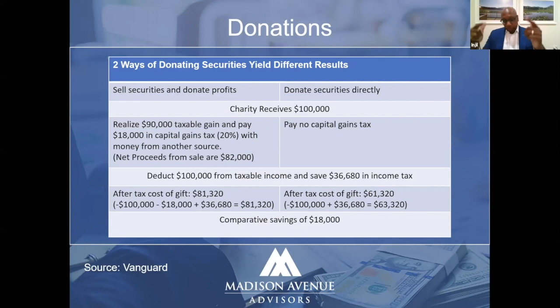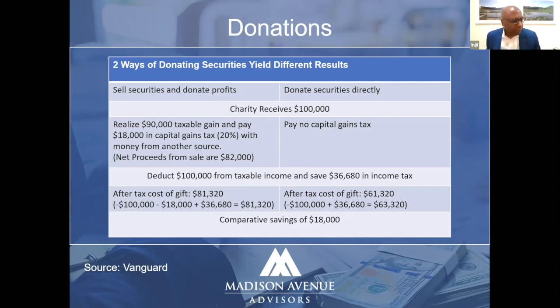So the net of this, let's go to the bottom where it says on the right side, after tax cost of the gift is 61,000. And here's that math. 100,000 is the value of the stock because you gave that up. But you received a tax benefit of 36,680. The difference between the two scenarios is a savings of $18,000. In both cases, the charity received 100,000. That's good. That's what we wanted to do. But if we can save 18,000 in the process, let's do it in a tax smart manner. Again, we want to remove income from the tax return. Notice we're not worrying about the deductions. We want to remove the income from the tax return.